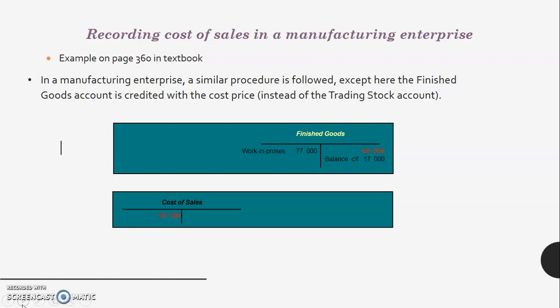So in this example, which continued from the previous example, the 77,000 came from work in progress. You sold 60,000 of that. That was the cost price, the cost of sales. And now all of a sudden the name cost of sales should become clearer, because this is what it cost you to make the trading stock. So you still now have 17,000 rands worth of finished goods that can be sold in the next month or period.